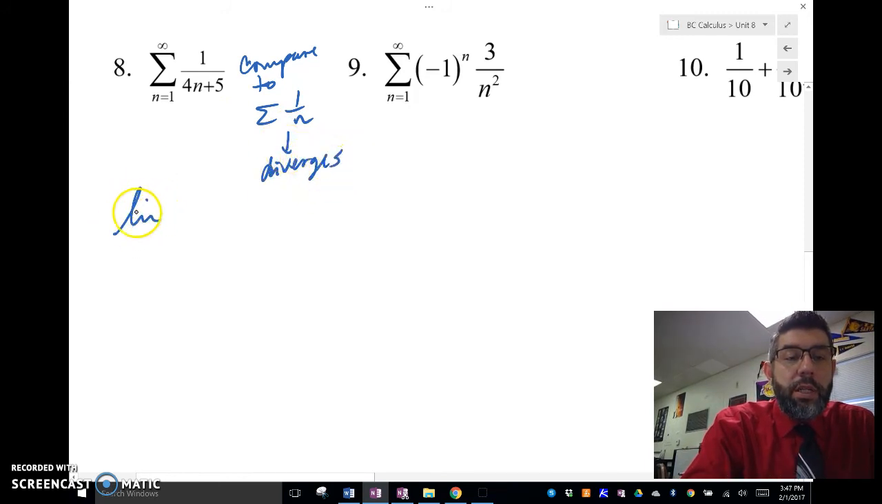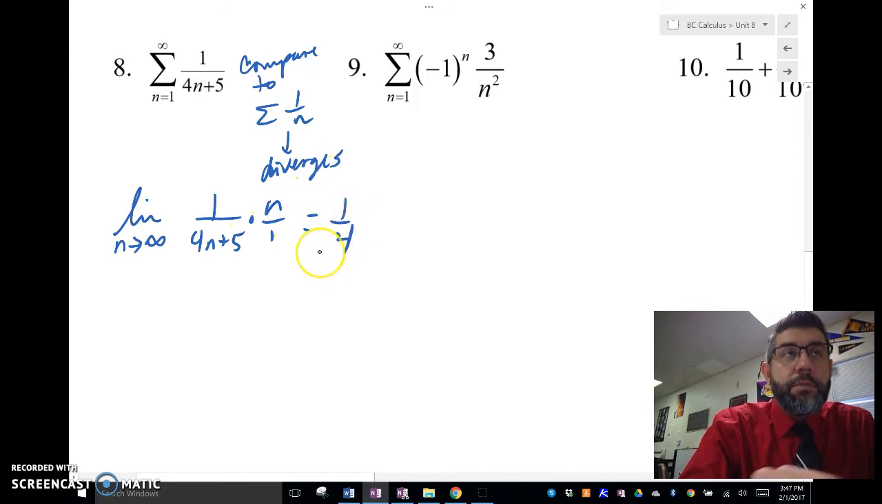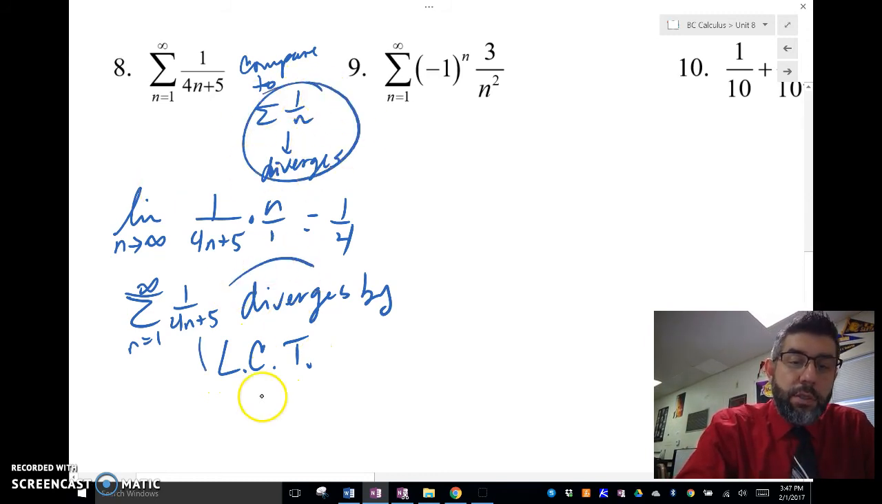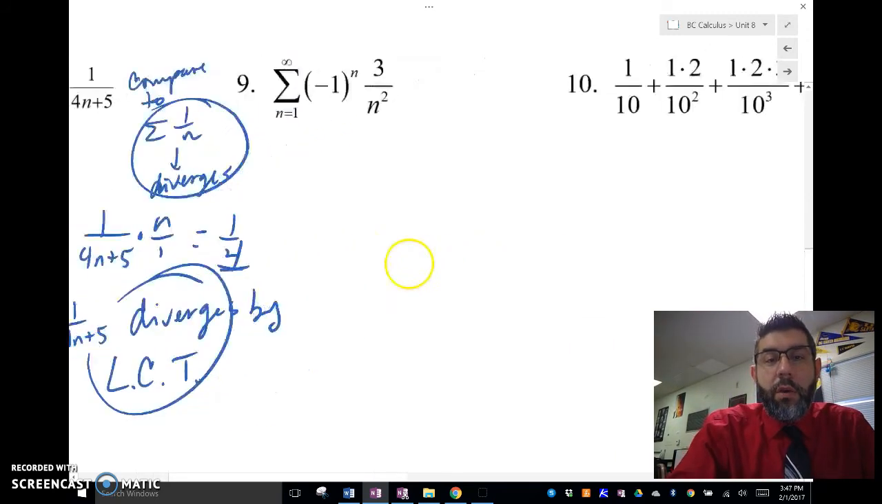So we're going to go and take the limit as n approaches infinity of 1/4n plus 5 times n/1. We're using the limit comparison test. And that's going to give us 1/4. So since this is finite and positive, this one diverges by the limit comparison test. Since this diverges, this is going to diverge because we got a finite number. All right, let's take a look at the next one.